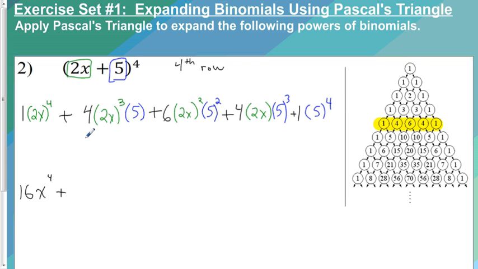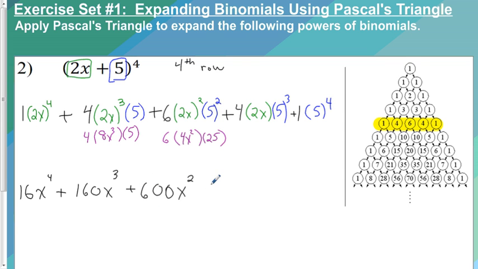2 cubed is 8, so I have 4 times 8x cubed times 5. And so that's going to give me 160x cubed. And same idea, just go through and simplify. So I have 6, 2 squared is 4, so I have 4x squared. 5 squared is 25. I know 4 and 25 is 100, so 6 times 100 is 600. So I get 600x squared.